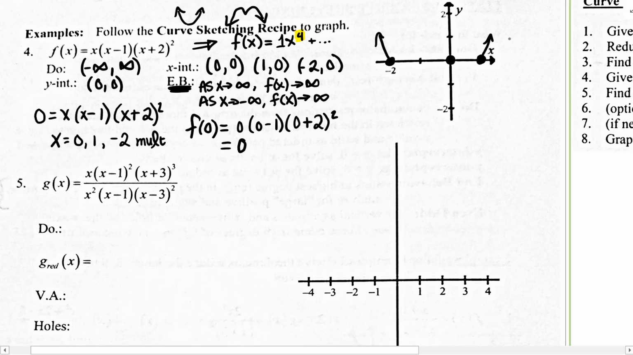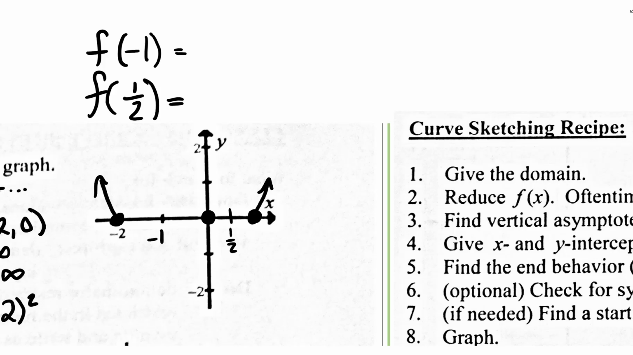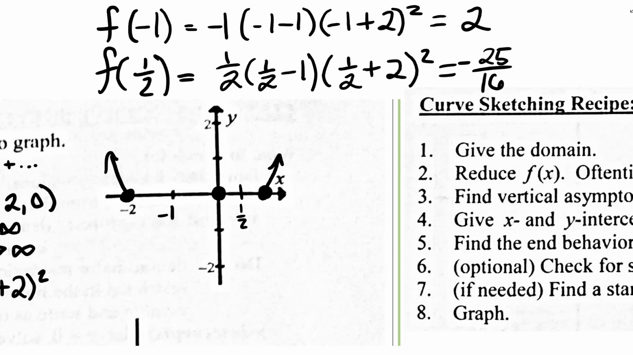So it looks like I just need to figure out what's happening in between each of the x-intercepts. What I decided to do was plug in a couple of numbers. I plugged in 1/2, and I also plugged in -1 to get a point in between and then to fill out my graph. Go ahead and evaluate f of -1 and f of 1/2. For -1, the output is 2, so we'll go ahead and graph that. At x equals 1/2, the output is -25/16, which is about -1.5.